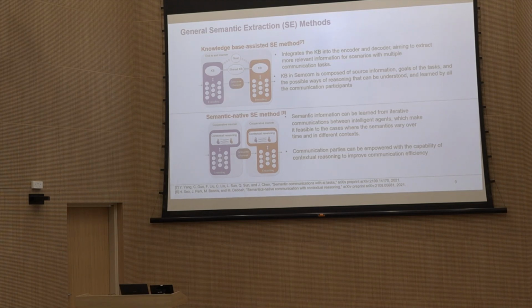We can look at the semantic-native semantic extraction method. Here, the semantic information can be learned from the iterative communications between intelligent agents that represent the transmitter and receiver. This is through contextual reasoning, which makes it possible to handle the cases where the semantics vary over time and different contexts. In this semantic-native method, communication parties can be enabled with the capability of contextual reasoning to improve the communication efficiency.